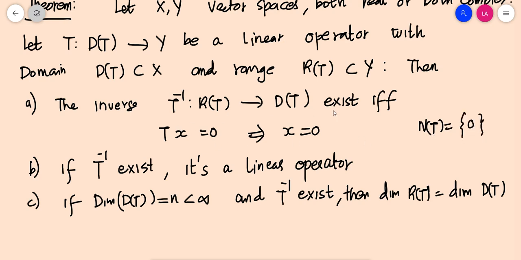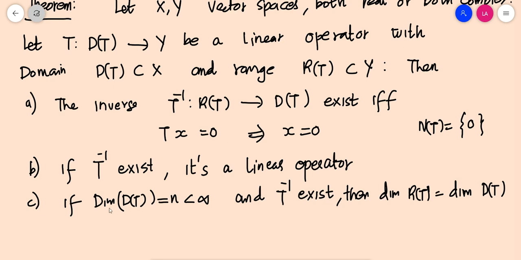So the inverse exists whenever the null space consists only of the 0 element, and if the null space consists only of the 0 element, then the inverse exists. We have to prove both cases. The second condition: if the inverse exists for a linear transformation, the inverse is also a linear operator. The inverse of a linear operator is always a linear operator.